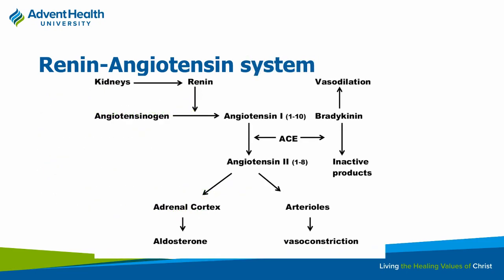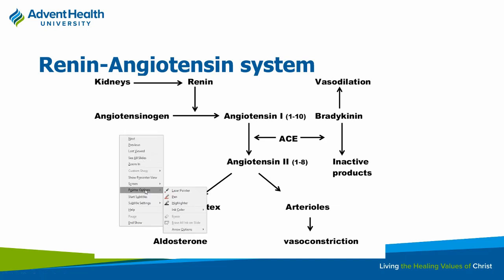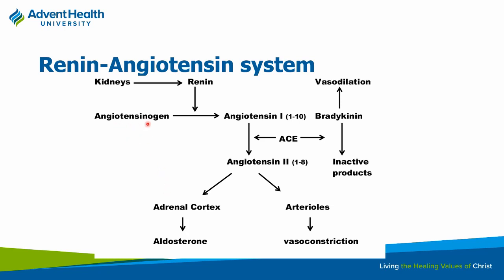So what normally happens is that when the kidneys detect that there's low blood volume, low filtration, low sodium, they will then stimulate release of renin. Okay? Renin comes from the kidneys. Renin is then going to stimulate the conversion of angiotensinogen over into angiotensin 1, okay? The primary thing we're going to be focusing on is this conversion from angiotensin 1 to angiotensin 2.